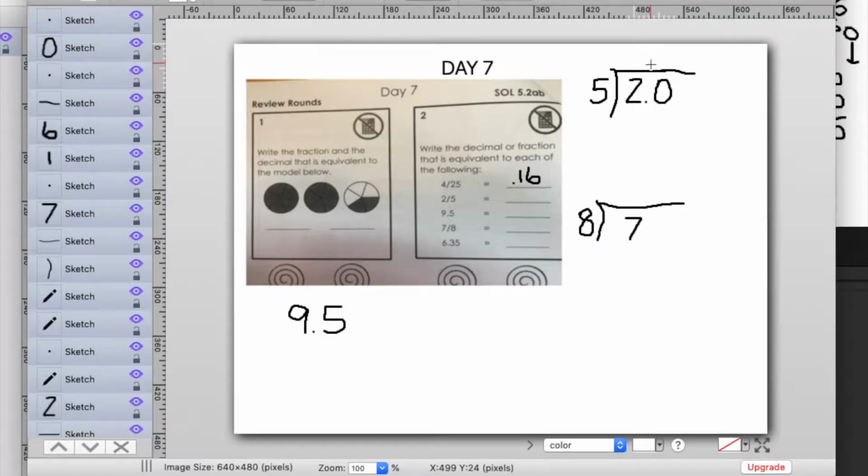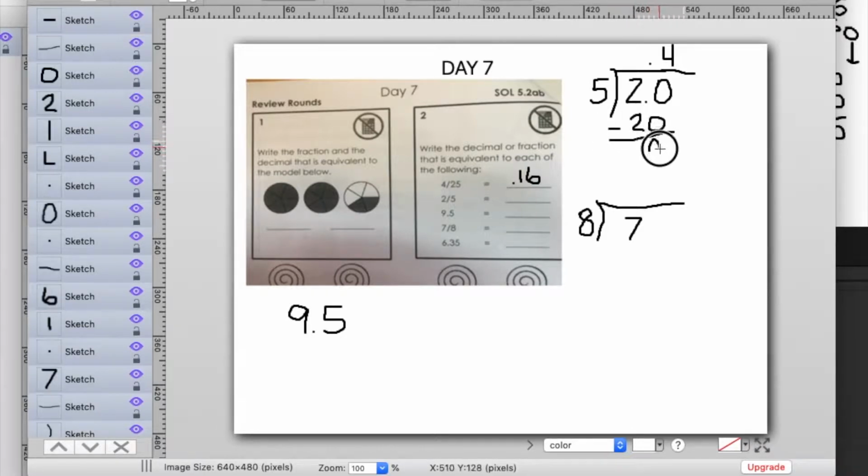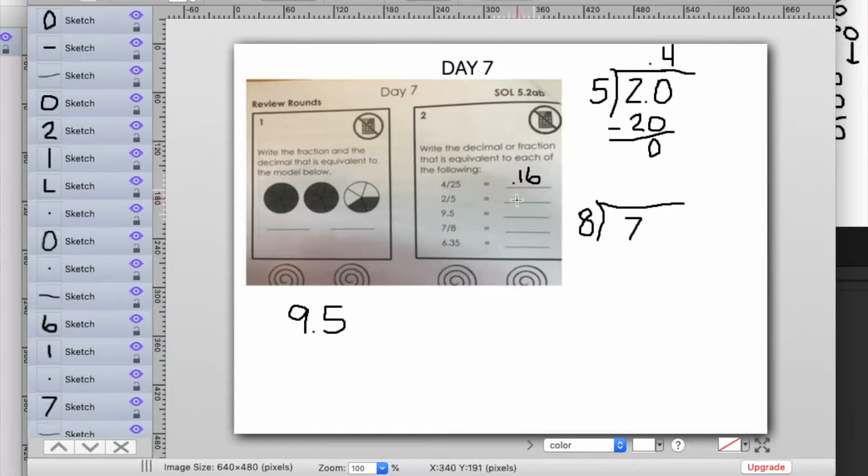So now we have 5 into 20. Well, if we skip count 5s, we've got 5, 10, 15, 20. That was 4 times. 5 fits into 20 4 times. So 4 times 5 is 20. And then our next step is to subtract. We get a 0, 20 minus 20, and so we're done. So for our second answer here, we have 0.4 or 4/10.